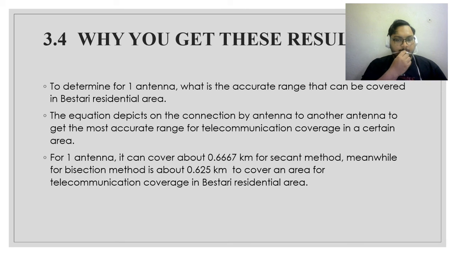Based on the calculation that we have used, which is 2 methods, the secant method versus the bisection method, for one antenna, the secant method that we have calculated covers around 0.6667 kilometers. Meanwhile, for the bisection method, we have calculated about 0.625 kilometers to cover an area for telecommunication coverage in the study residential area.